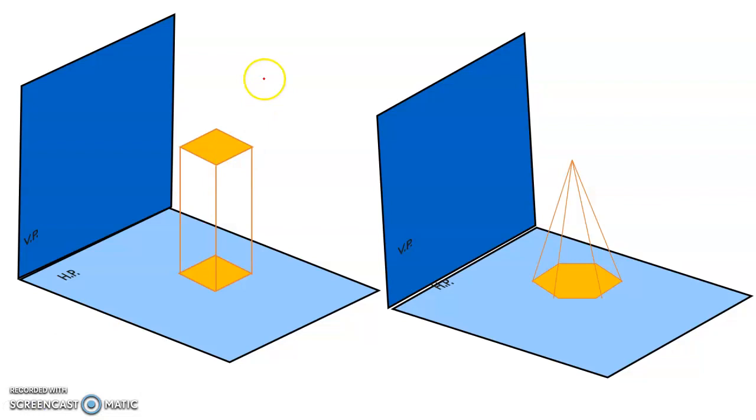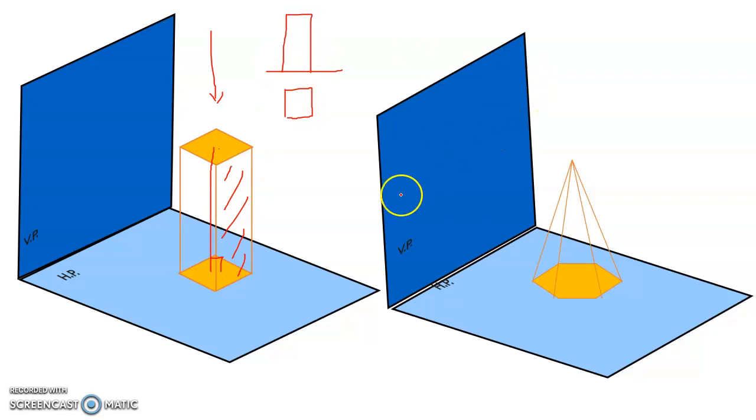And next one, a square prism whose axis is perpendicular to HP and parallel to VP. So in your top view what you can see is the square, and in your front view you will see this rectangular part. This is the front view and top view for the square prism whose axis is perpendicular to HP and parallel to VP. Here, a hexagonal pyramid whose axis is perpendicular to HP and parallel to VP.